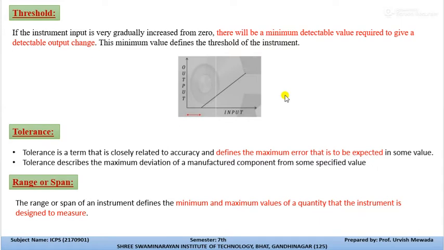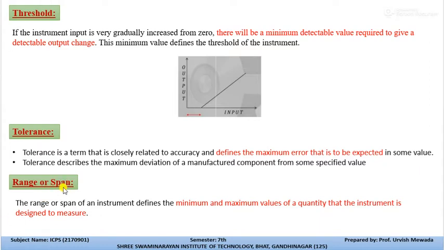Now tolerance. Tolerance is basically defined as the maximum error that is to be expected. Every instrument has some tolerance, but if the tolerance is more, then that instrument is not called accurate, or does not have proper sensitivity or proper resolution. So tolerance is defined as the maximum error that is to be expected in some values. Tolerance describes the maximum deviation of the manufactured component from some specified value, and that is called the tolerance in the case of an instrumentation system.